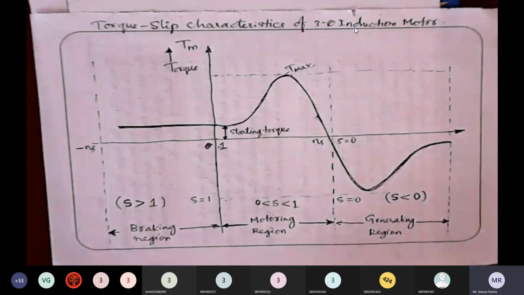See, we can apply the brake also to the induction motor. How is it done? How to stop the motor? It's a very interesting thing.